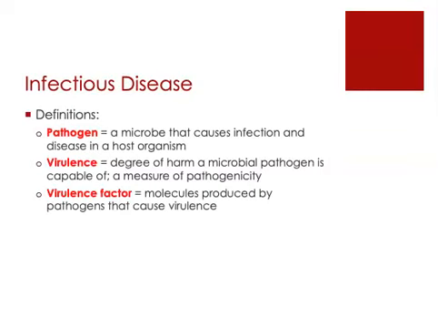When you use the word virulence, you're talking about the degree of harm that a microbe can do inside the human body or the body of another organism. In other words, virulence is a measure of just how pathogenic a particular microbe is. There are some pathogens that are much more virulent and some that are much less virulent.